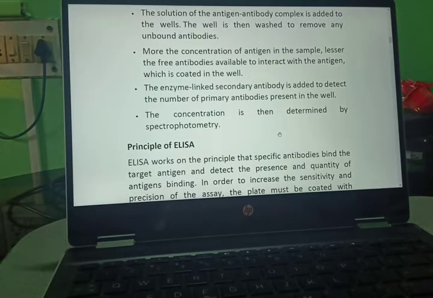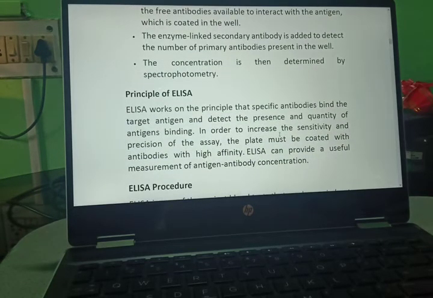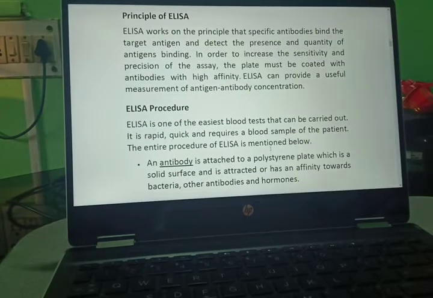The more the concentration of antigen in a sample, the fewer the free antibodies available to interact with the antigen which is coated in the well. The enzyme linked secondary antibody is added to detect the number of primary antibodies present in the well. The concentration is then determined by spectrophotometry.